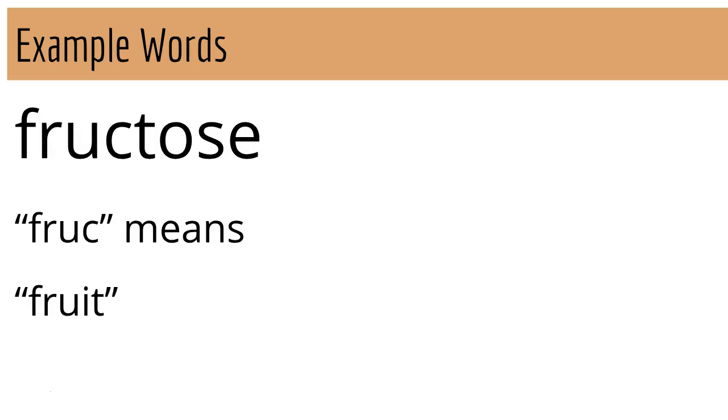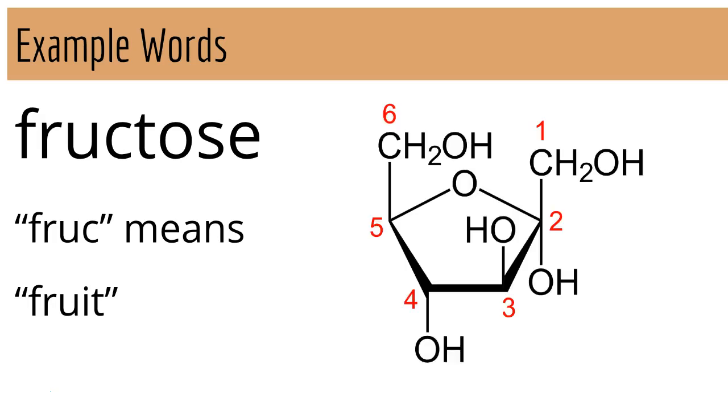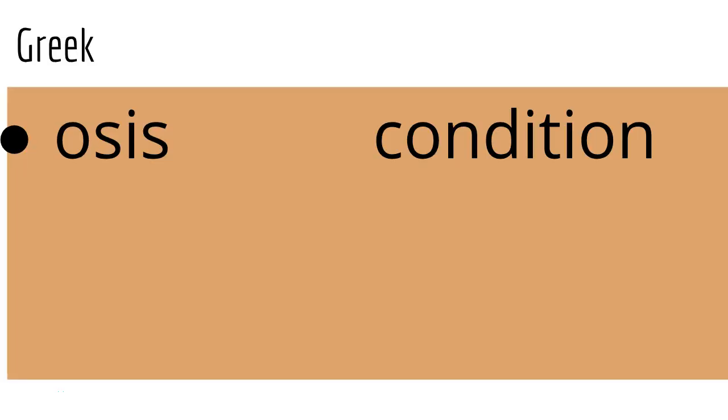So when you see the word fructose, you know that this is a type of sugar that comes from a fruit. This is the chemical symbol of fructose, but there's a lot of products that we buy in the store that contain fructose. It just means it's a type of sugar that came from fruit, that they got from taking it out of fruit.